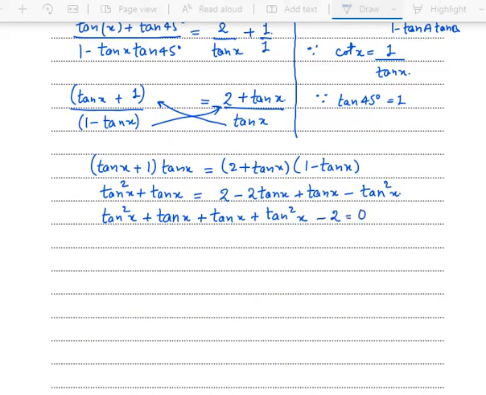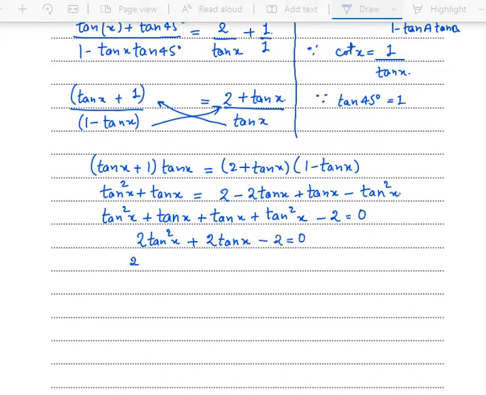Okay. So I've skipped one step over here. This minus 2 tan x plus tan x is negative tan x. Then negative tan x will go to the left hand side, it will become positive. So tan square x plus tan square x is 2 tan square x, plus tan x is 2 tan x, minus 2 equals 0.